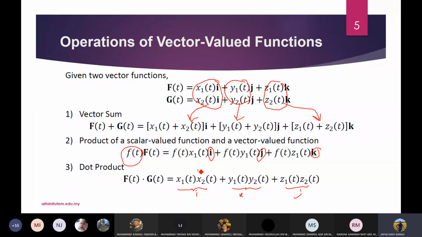So in this case, I darab I akan sama dengan 1. I kuasa 2 will be equal to 1. J darab J will be equal to 1, dia jadi J kuasa 2. K darab K akan sama dengan 1, dia akan jadi K kuasa 2. Okay? Betul eh? Itu adalah dot product bagi vector function. So dot product senang, awak darab directly. Tapi kalau cross product, awak kena darab based on dia punya column. Okay, done with this one. Faham?